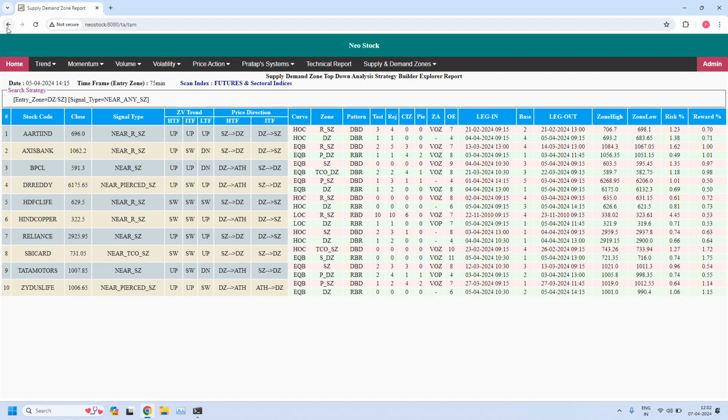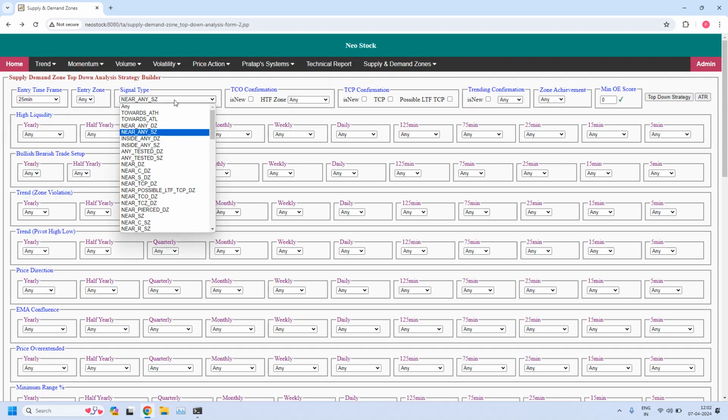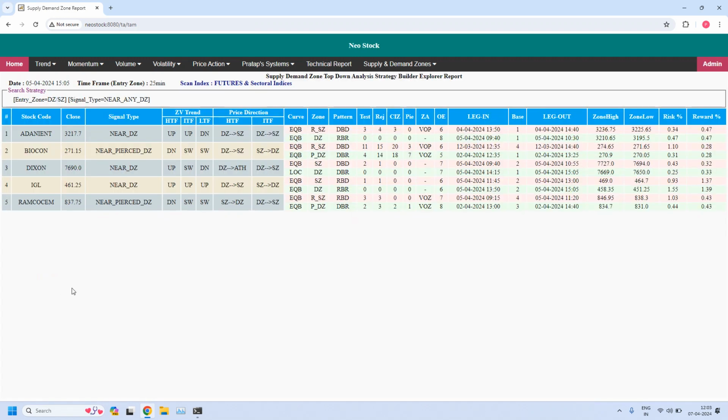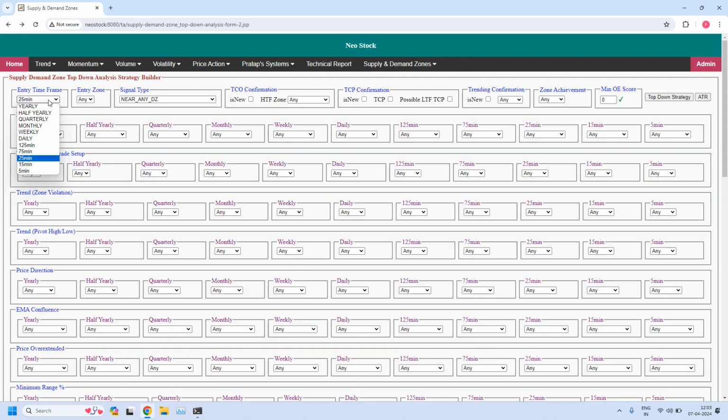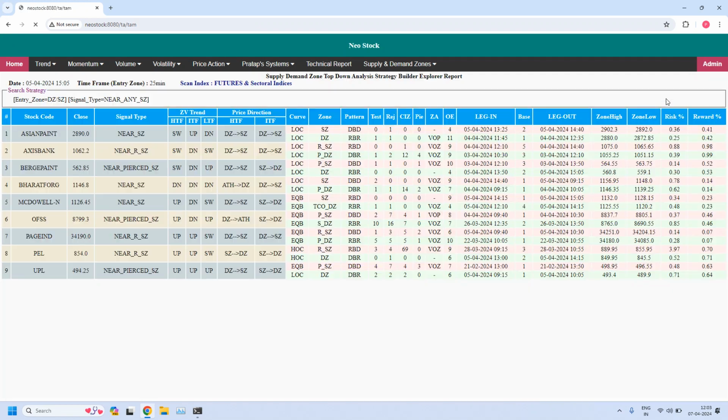Now let me go back, changing the time frame to 25 minutes. Let us find the stocks near the 25 minutes demand zone. These 5 stocks are filtered. So let me go back. For the 25 minutes time frame, let us find the stocks near the 25 minutes supply zone. These 9 stocks are filtered.